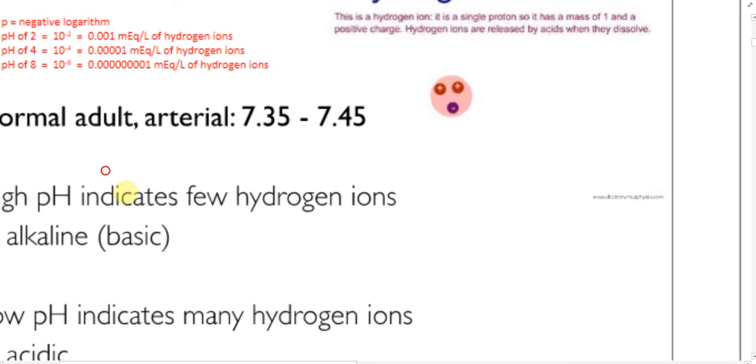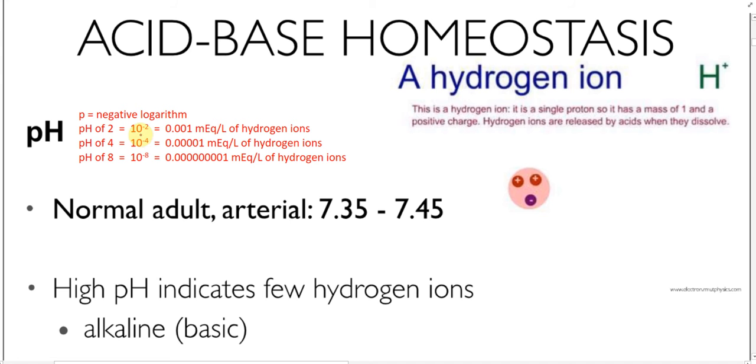let's go ahead and do this. That would mean having 10 to the power of negative 2, which is going to be 0.01 milliequivalents per liter of hydrogen ions. So that's a lot of hydrogen ions in solution. Remember, hydrogen ions are very, very minimal, but whatever minimal amount they have makes a profound impact on the acidity of a solution.